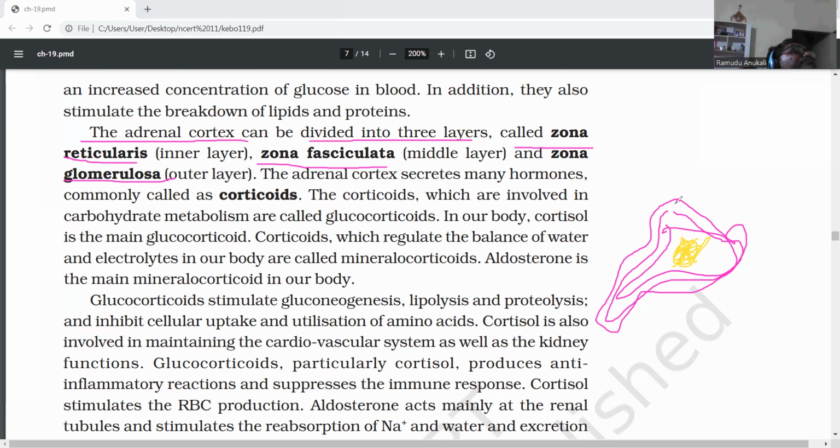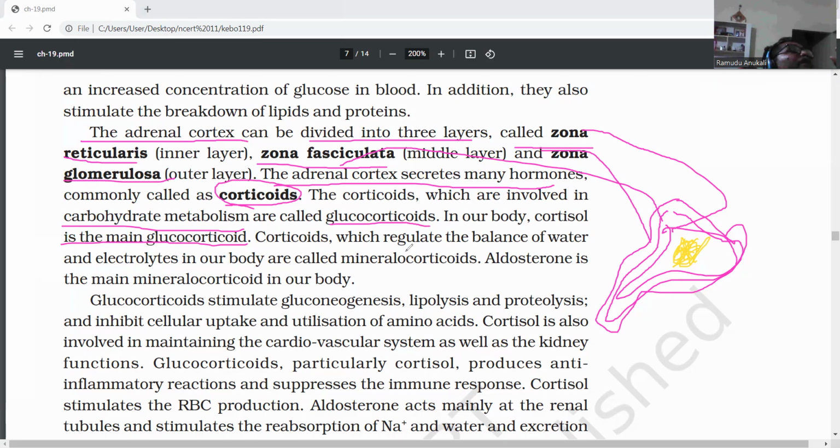The inner one is called zona reticularis, the second one is zona fasciculata, and the outer one is zona glomerulosa. The adrenal cortex secretes many hormones, commonly called corticoids. The corticoids involved in carbohydrate metabolism are called glucocorticoids. In our body, cortisol is the main glucocorticoid.